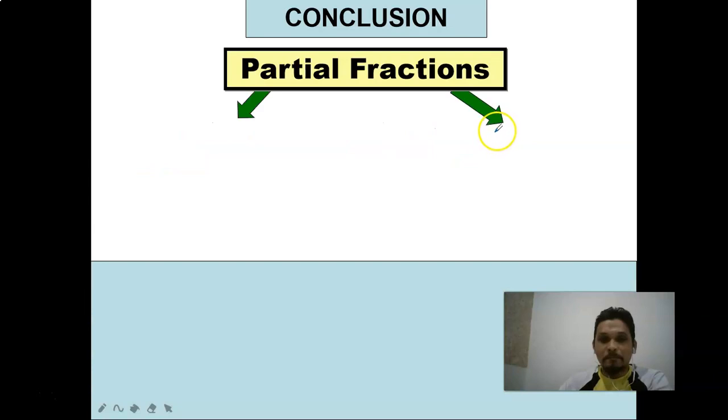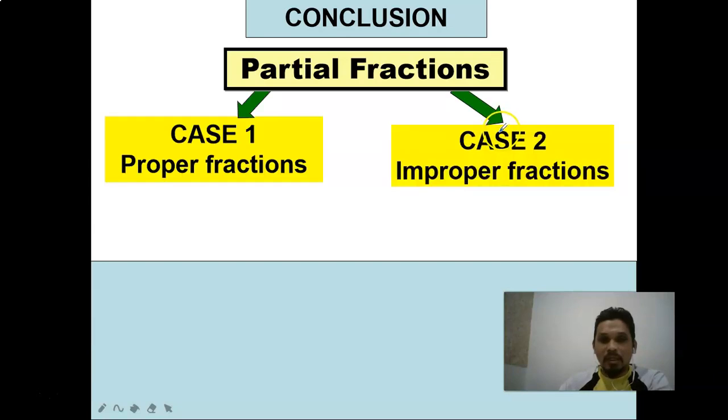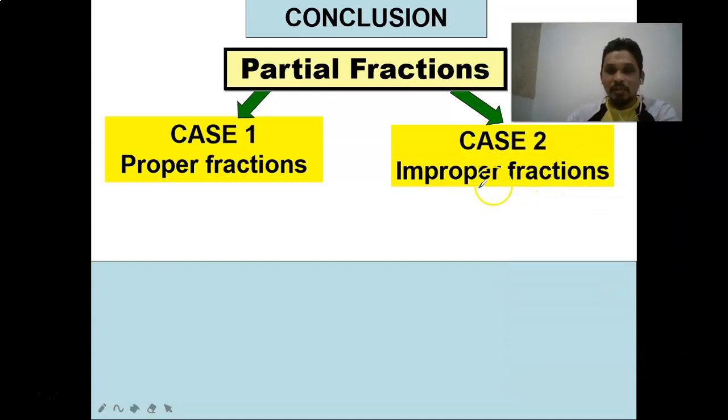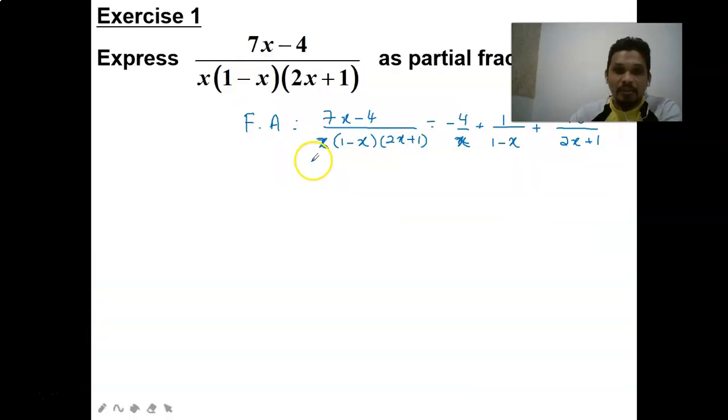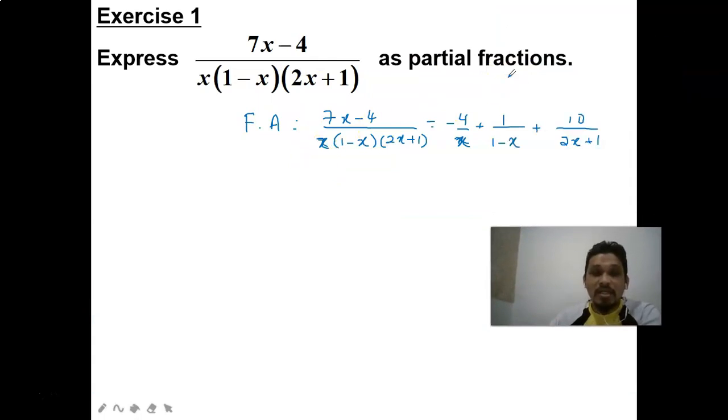Okay, now class, the conclusion with a case of partial fraction, improper fraction: then we need to use a long division, then we come up with a proper fraction, then we begin the process of partial fraction. So these are all the exercises that you may try yourself, with the final answer for each of the exercises.